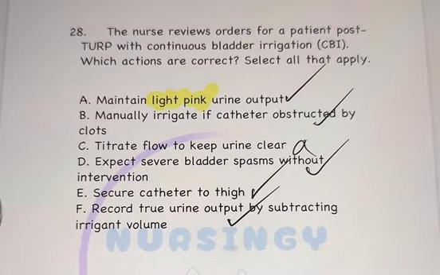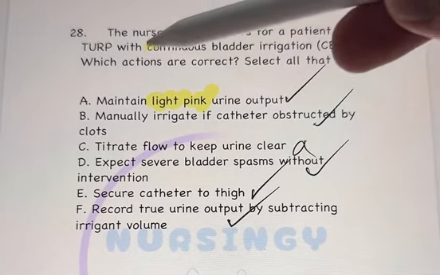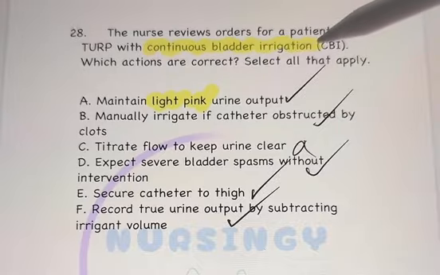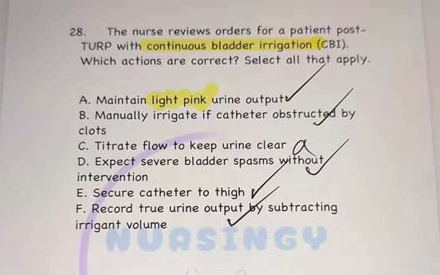Keep double tapping and sharing, and see which flow to titrate. It's continuous irrigation, because we are doing three-way continuous bladder irrigation. That's why. The fluid that is going inside the bladder from the bag. Thank you. Okay, question number 29.